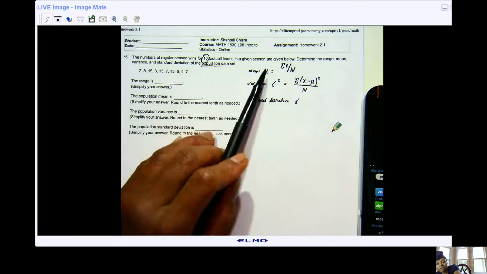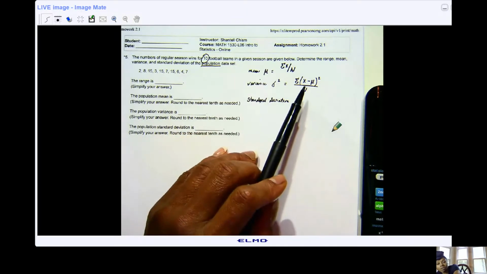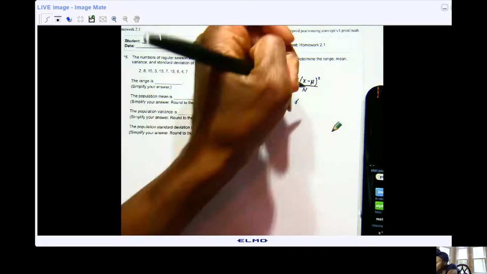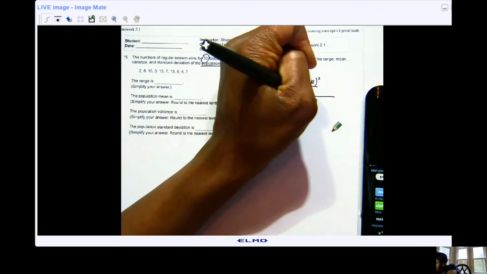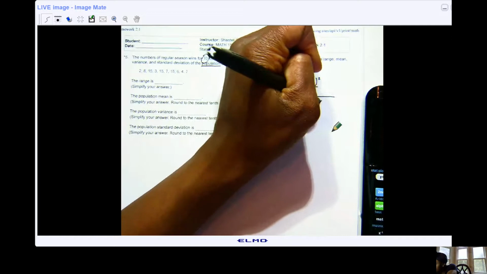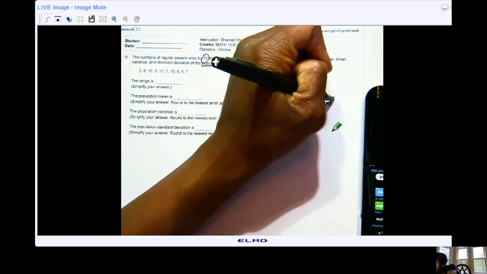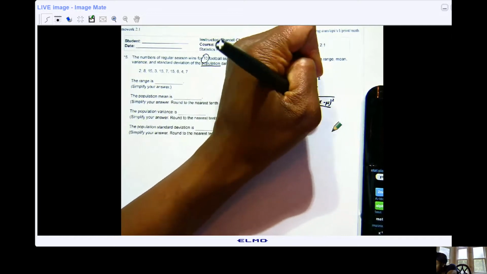So if you watched the lecture video, it showed you how to go about getting the variance using the formula, okay? You have to calculate the mean first in order to use the variance formula. And then the standard deviation is the square root of the variance. So it's the square root of the sum of all x minus mu, squared, over n.